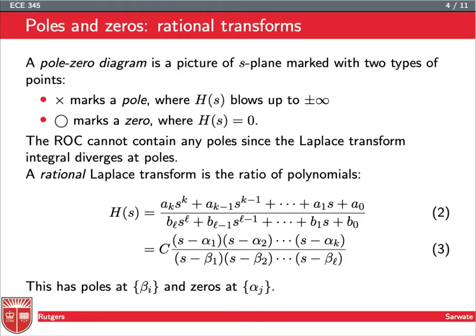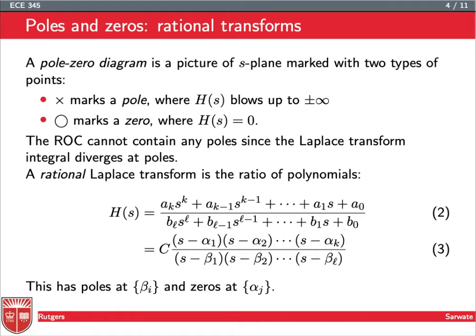So we formalize this in what's called a pole zero diagram, which we've been using a little bit informally in the last few lectures. A pole zero diagram is a picture of the S-plane, that is, the domain of the Laplace transform, marked with two different types of points. We put an x where H of s blows up to plus or minus infinity, and that's called a pole. And we put a circle, which sometimes we fill in, and that marks a zero, where H of s is equal to 0.